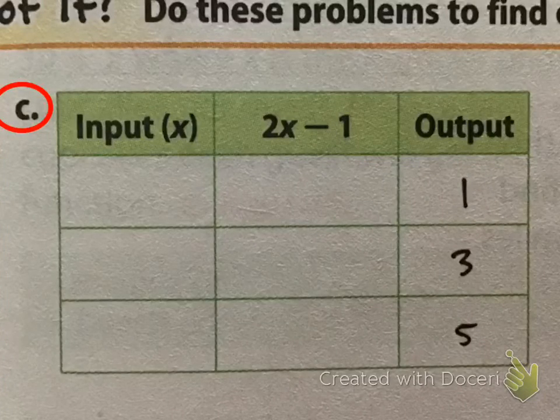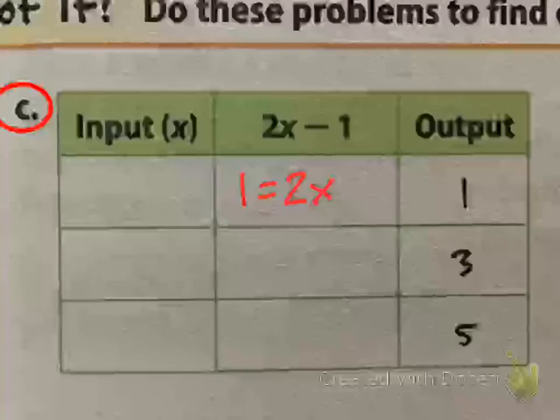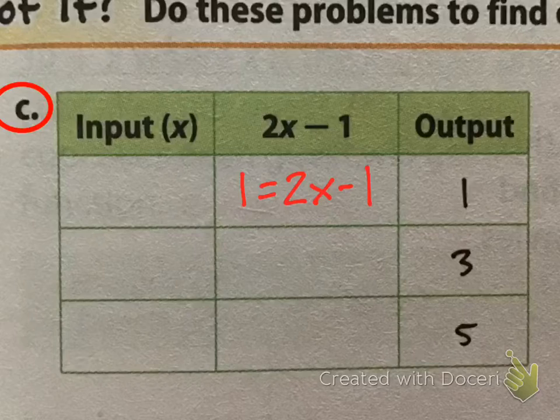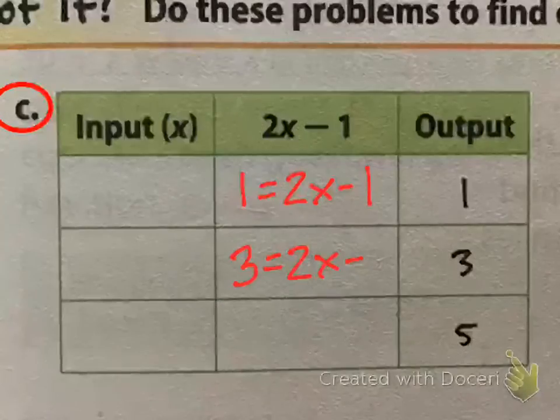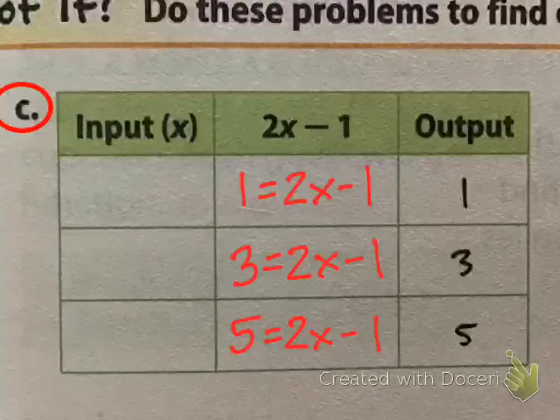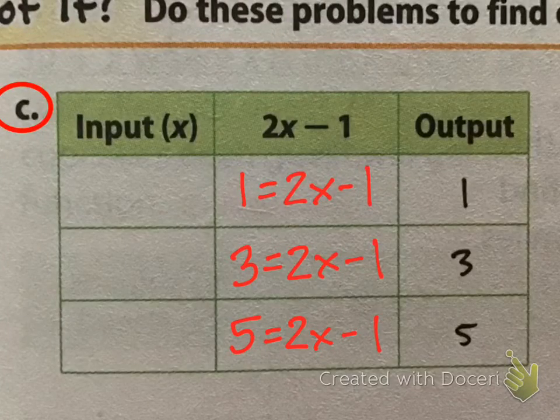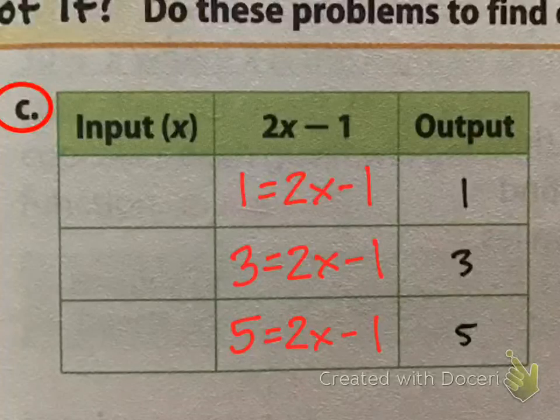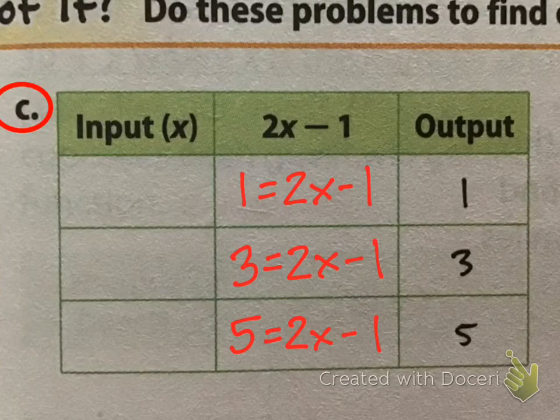Now, what we know is 1 is going to be equal to 2x minus 1. We know that 3 is going to be equal to 2x minus 1. And we know that 5 is going to be equal to 2x minus 1. So this is when we need to show our work. And remember, we do reverse PEMDAS. If we're doing reverse PEMDAS, what do we do first?